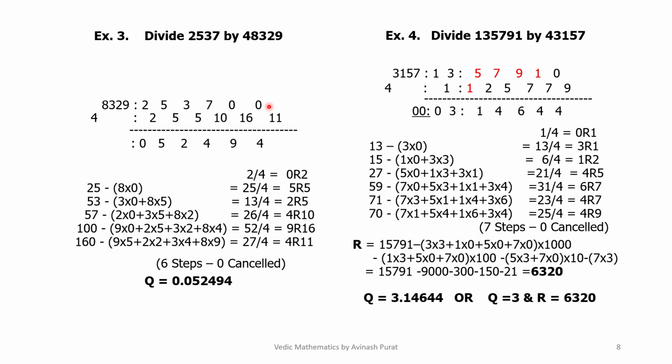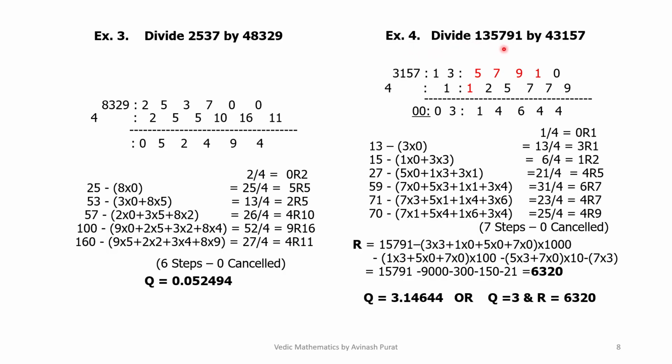And the last dividend is 160 minus 9 into 5 plus 2 into 2 plus 3 into 4 plus 8 into 9, equal to 27. 27 divided by 4 gives us 4 as quotient and 11 as remainder. Now this involves 6 steps with no cancellation. The quotient here is 0.052494.